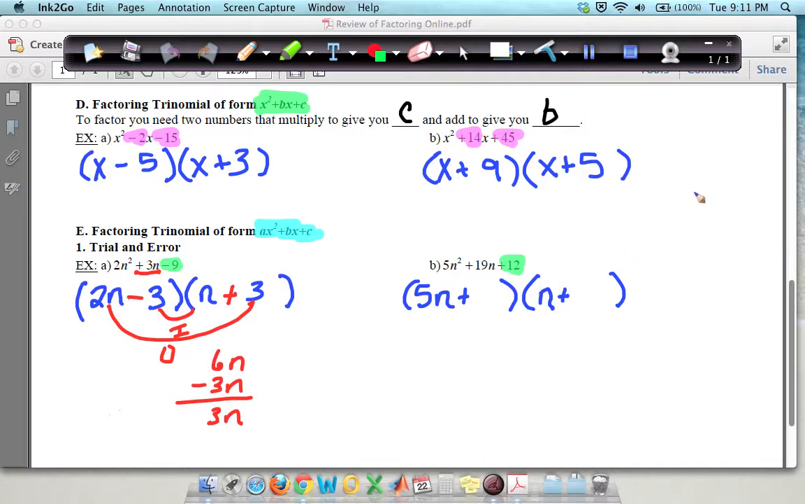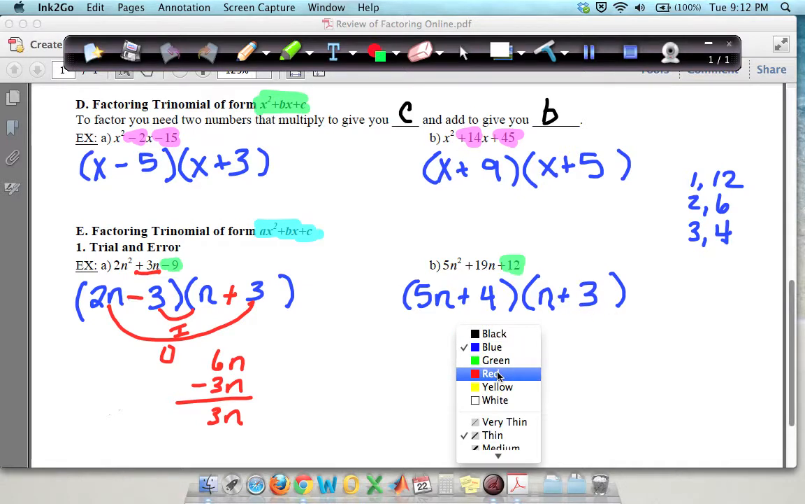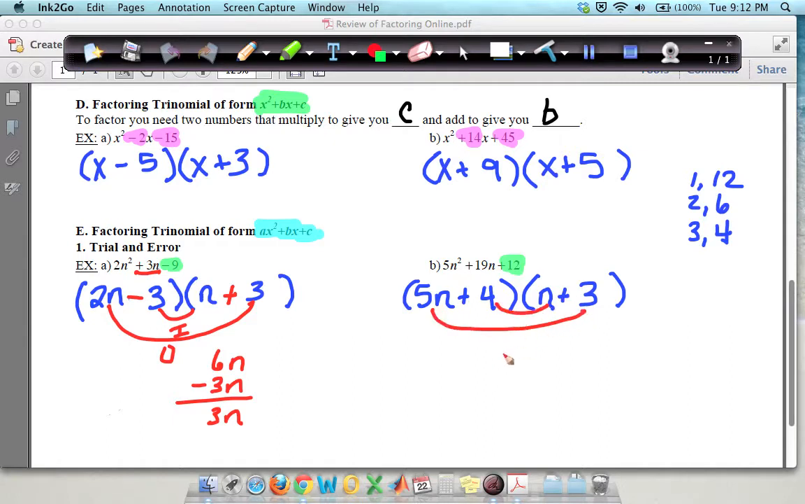Okay, so for 12, you have 1 and 12, 2 and 6, 3 and 4, and they could go in either place. So here's the trial and error. You just have to try something. So let's try a 4 here and a 3 here. And then remember, you have to check. I know my first and my last terms are right, but you have to check your outside and your inside terms. So my outside terms multiply to be 15n, and my inside terms multiply to be 4n. If you go ahead and add those, you get 19n, which is what you needed. So we actually factored this on the first try.